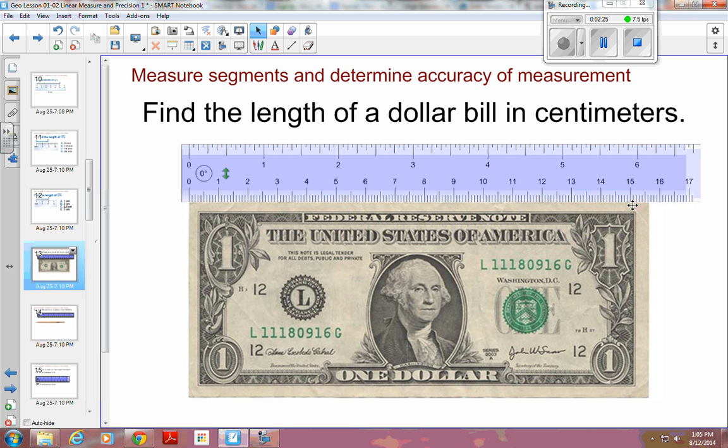So it's 15 centimeters. And then this big line here is 0.5, and it looks like we're going to the next little line here, so I'm going to call this 15.6 centimeters as my best possible answer here.